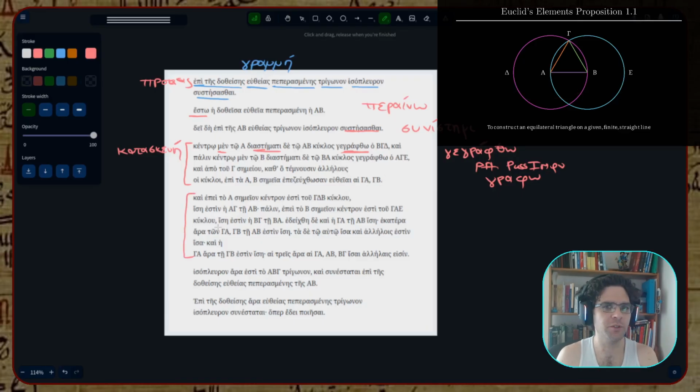Now for the third section, we have our actual proof, or our apodeixis, where we demonstrate the construction that we just set up.